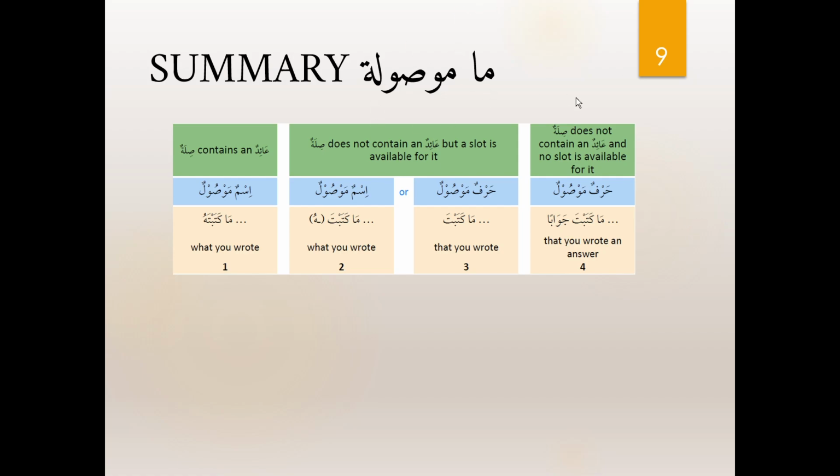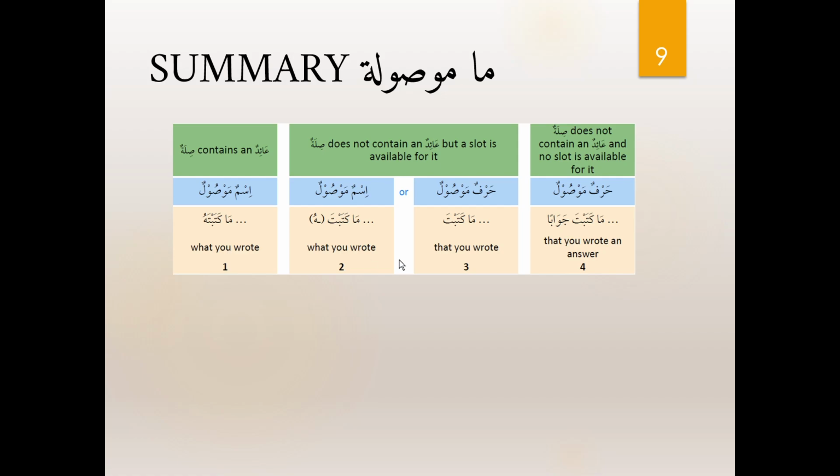Ma mawsoolah. There's a table here that is given. And this is actually more based on the translation that we can do, the options that we have. When the sila has an a'id. Yes, we all understand what an a'id is. Sister Kasma, do you follow what an a'id is? An a'id is something in the sila that actually points back to the ma. Ma katabtahu. So who here is your a'id?